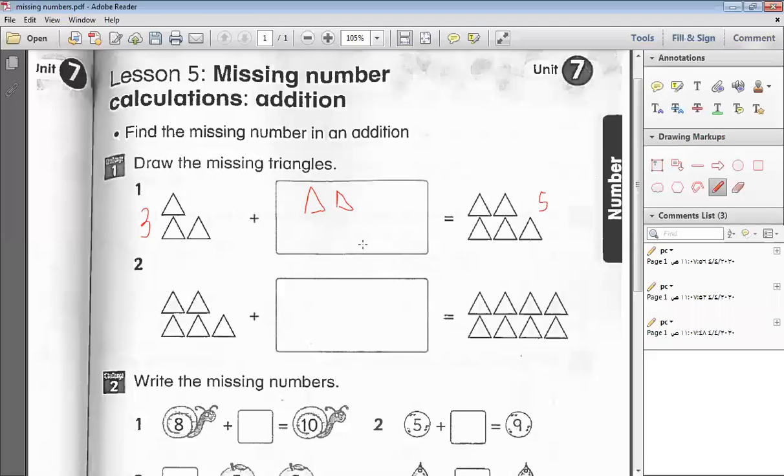After the 3, 4, and 5, 2. Okay, I'm drawing 2 triangles. Here, how many triangles do I have? 1, 2, 3, 4, 5, right? Okay, then I have here 5 triangles. And in total, 1, 2, 3, 4, 5, 6, 7, 8 triangles.